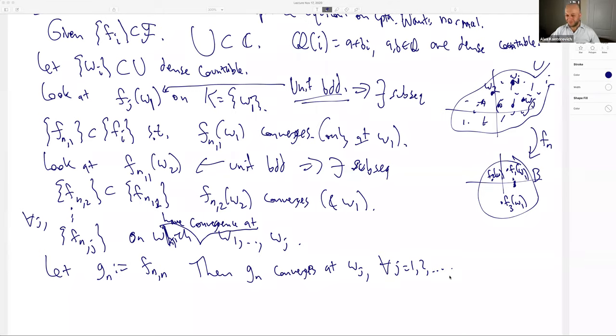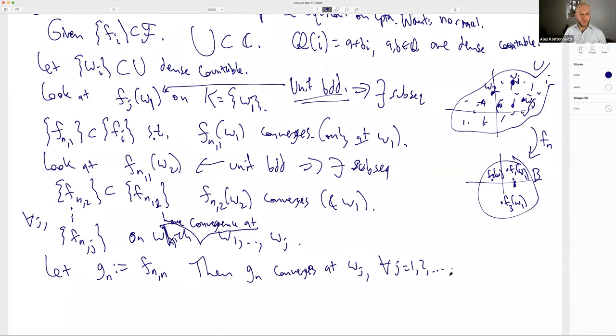No, I lost you. I see some blank stares. I have to prove that the convergence is uniform, but modulo that, are you happy with the fact that we found a subsequence that converges on all of these countably many points that are also dense inside U? Okay.